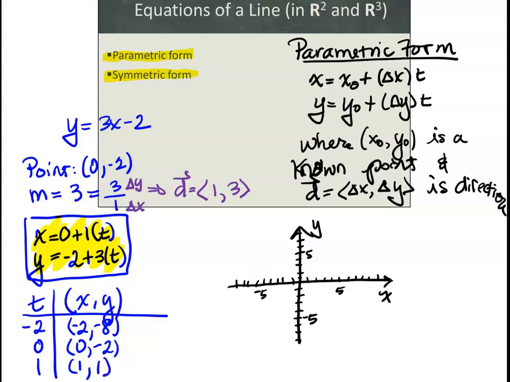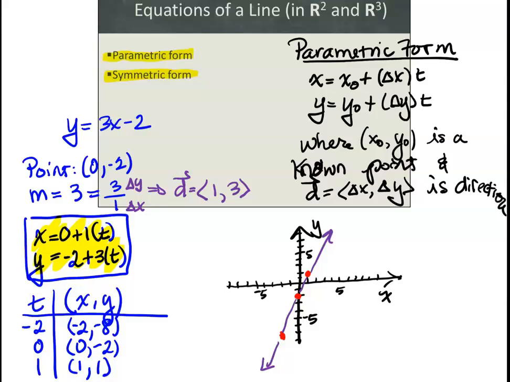So take a moment and graph those points on a coordinate axis, and then come back and check your work. Your points should look something like what I have here, with -2, -8, 0, -2, and 1, 1. Which is the line we would have graphed if we had just graphed y equals 3x minus 2.